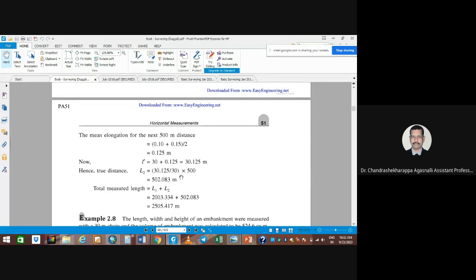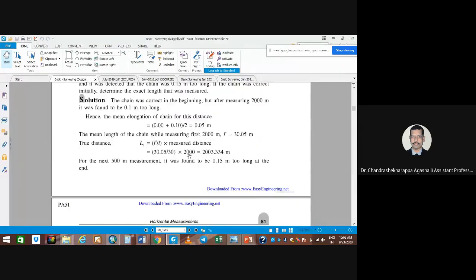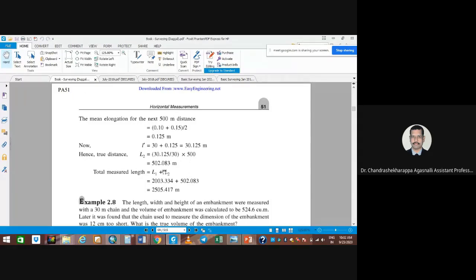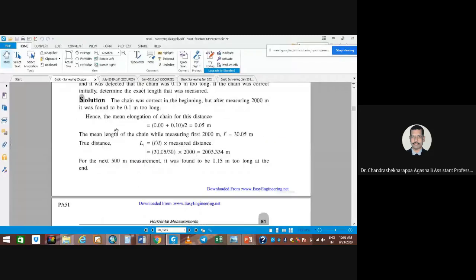L2 = (30.125/30) multiplied by the actual length which you have measured, 500 meters. So the true distance is 502.083 meters. The total length measured is L1 + L2, which is 2003.334 + 502.083. The total is 2505.417 meters.